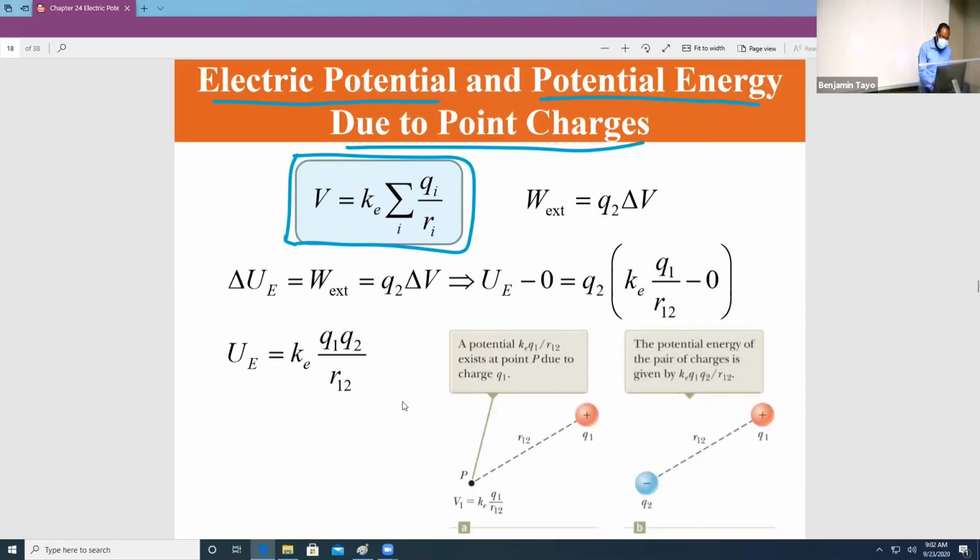So for example, this sum should go from i equals 1 to i equals n, whenever you have n sources.